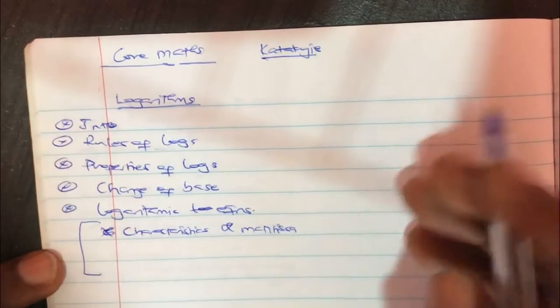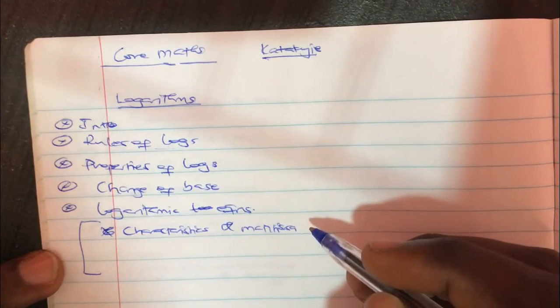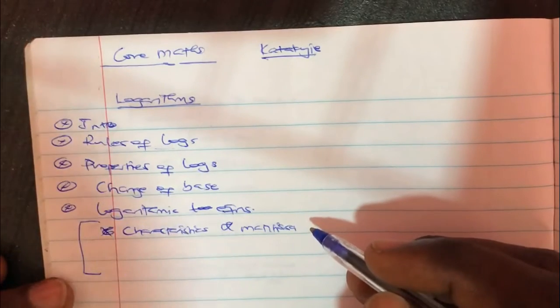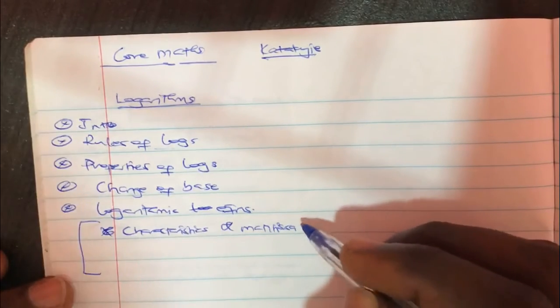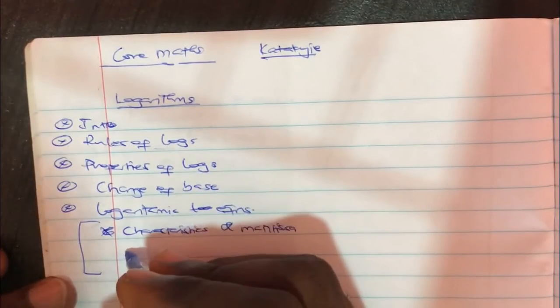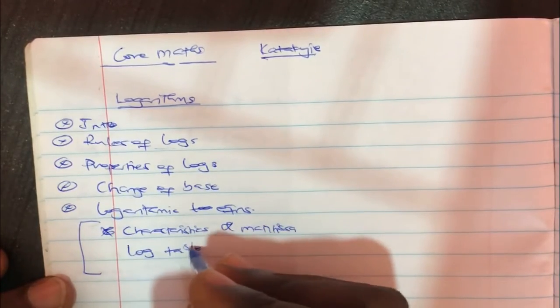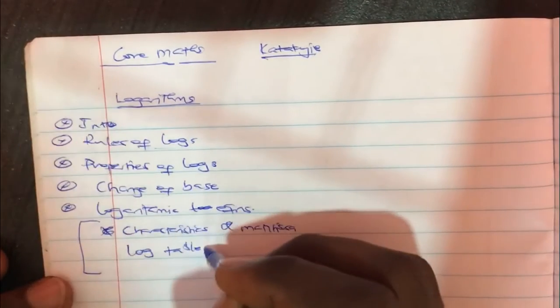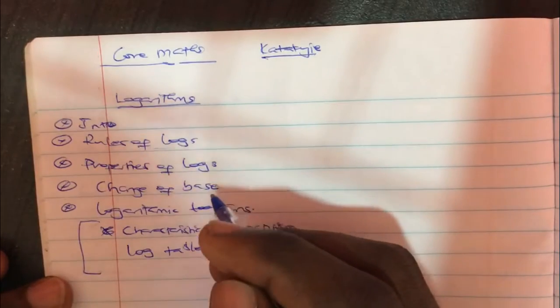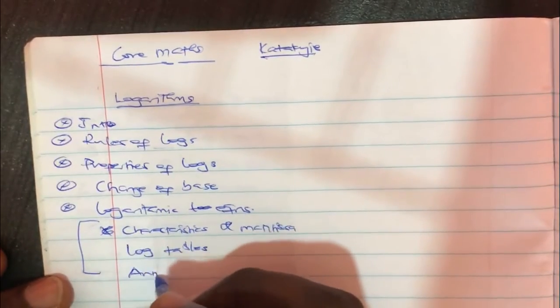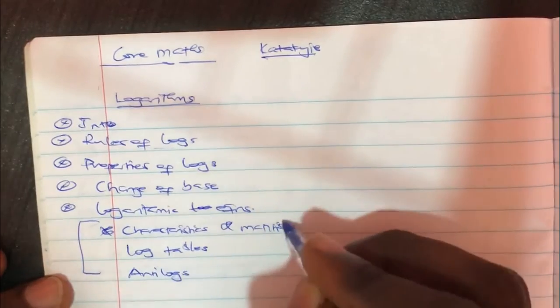Don't let these names threaten or frighten you, you get used to them once we are able to go through all. We have log tables here, those logarithm tables. I'll try and see if I can help you understand and be able to interpret and use the logarithmic tables, and also talk about antilogs. So let's start with the introduction.